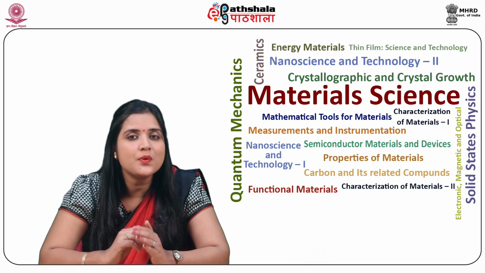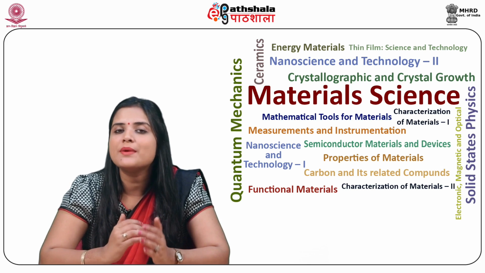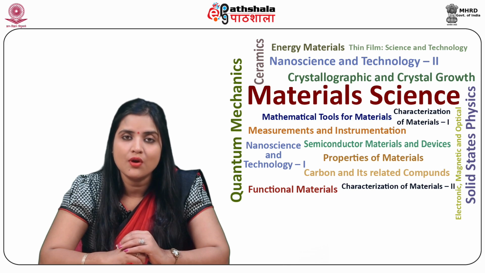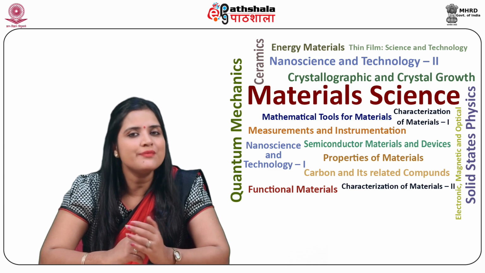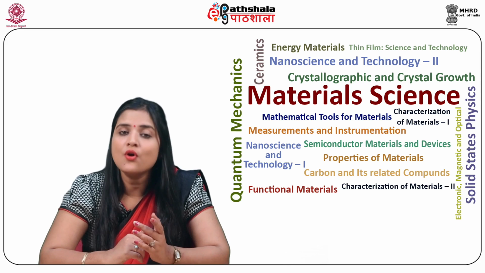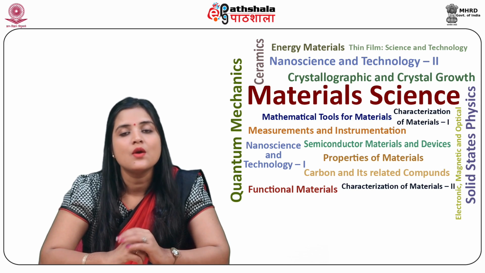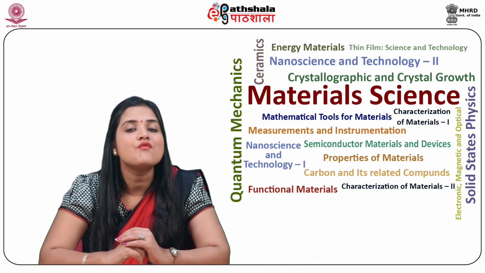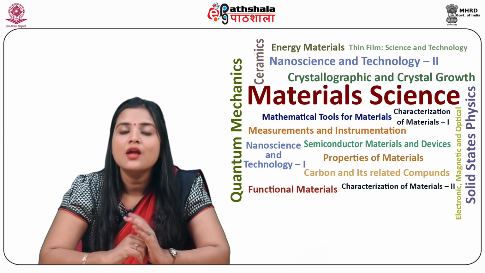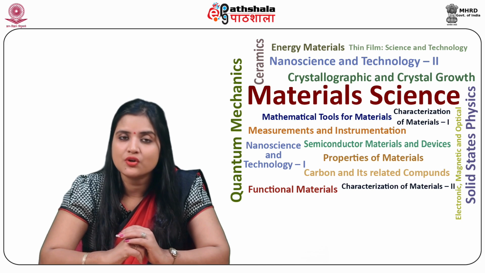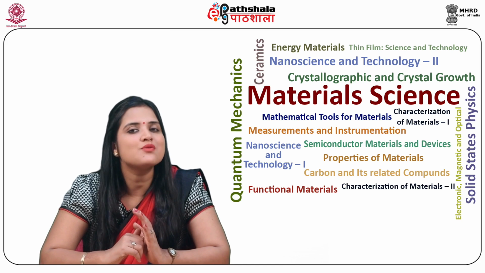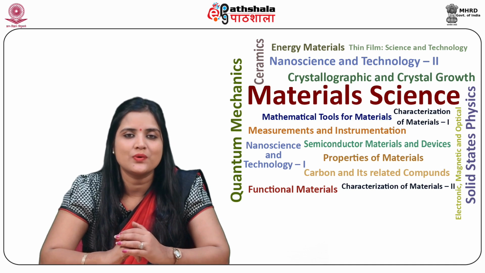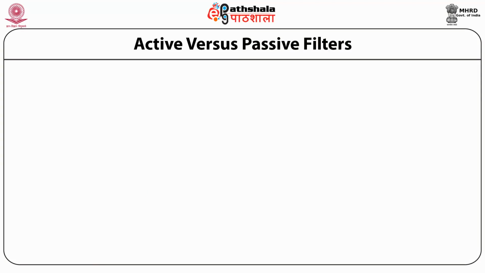The operating frequency of the filter depends largely on the type of element used in the filter. For example, RC filters are used for audio or low frequency signals, whereas LC or crystal filters are used for radio frequencies. Depending on the range of operation of the filter, it may be classified as audio frequency or radio frequency filter.